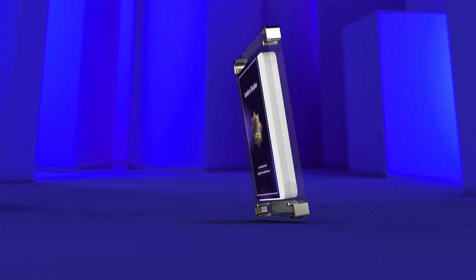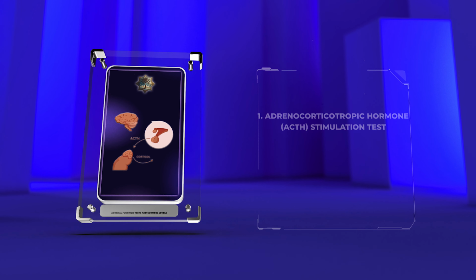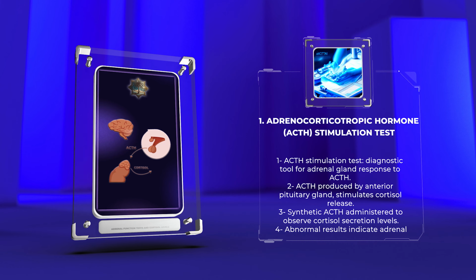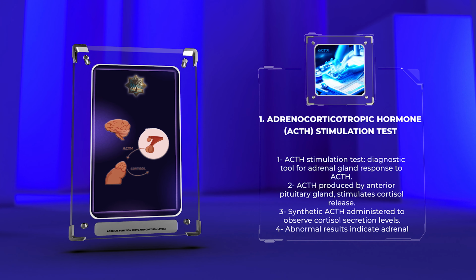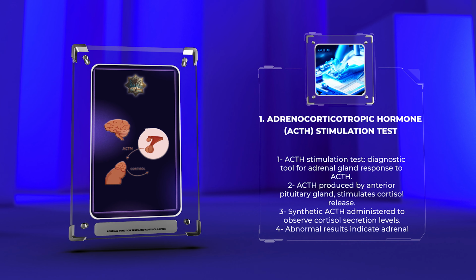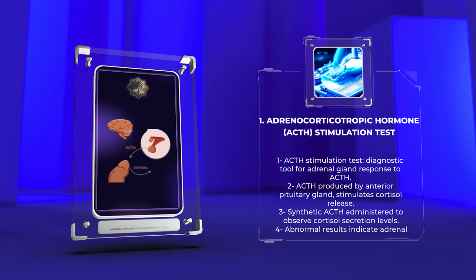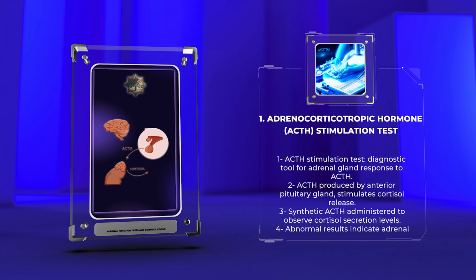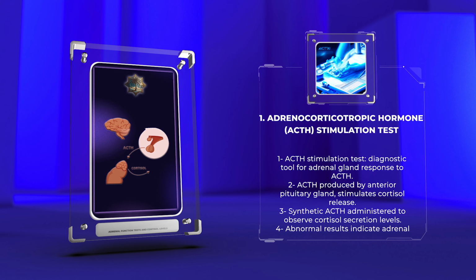The adrenocorticotropic hormone, ACTH, stimulation test is a diagnostic tool used to assess the adrenal gland's ability to respond to ACTH. ACTH is produced by the anterior pituitary gland and stimulates the release of cortisol from the adrenal cortex. This test involves administering synthetic ACTH to observe cortisol secretion levels. Abnormal results may indicate adrenal insufficiency or related pathologies.